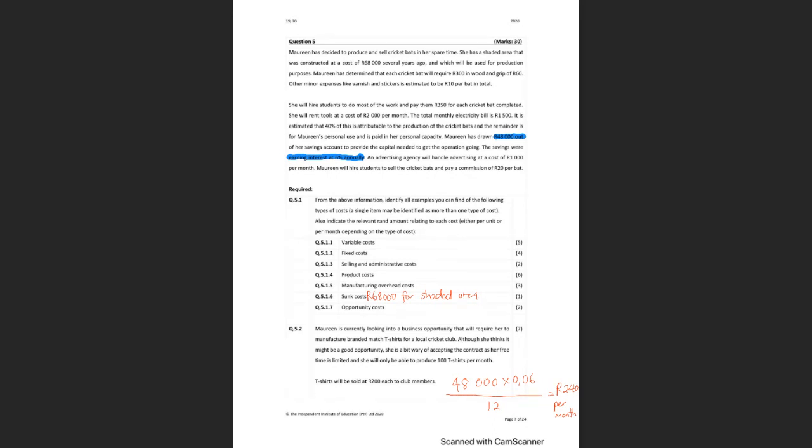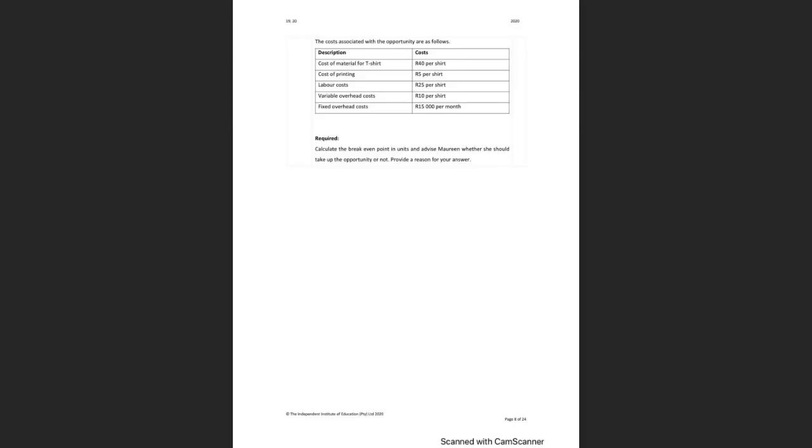Then the next question, 5.2, says Maureen is currently looking into a business opportunity that will require her to manufacture branded matched t-shirts for a local cricket club. Although she thinks it might be a good opportunity, she is a bit wary of accepting the contracts as her free time is limited and she will only be able to produce 100 t-shirts per month. So she's only able to produce 100 t-shirts a month, and these t-shirts will be sold at 200 Rand each.